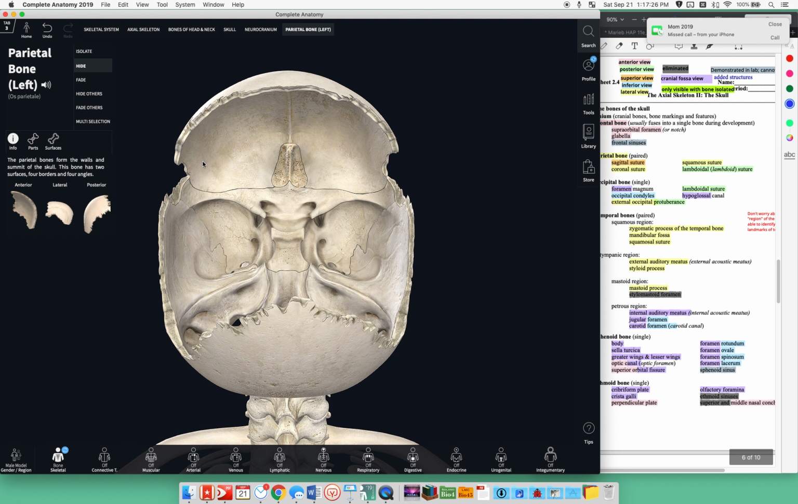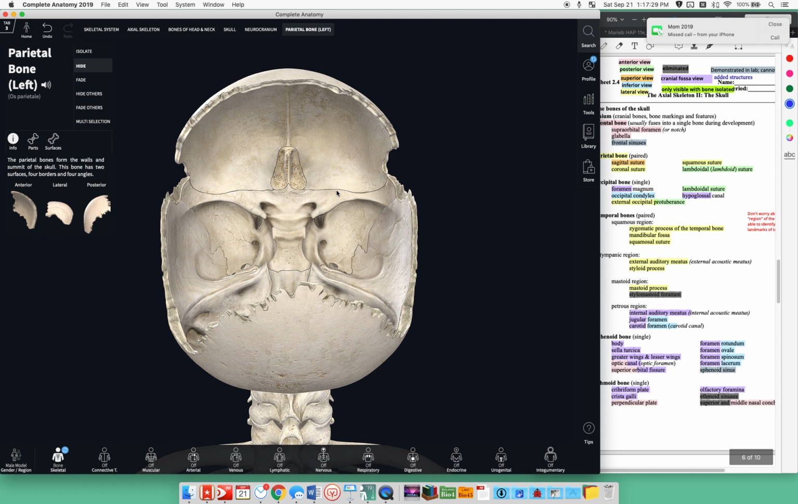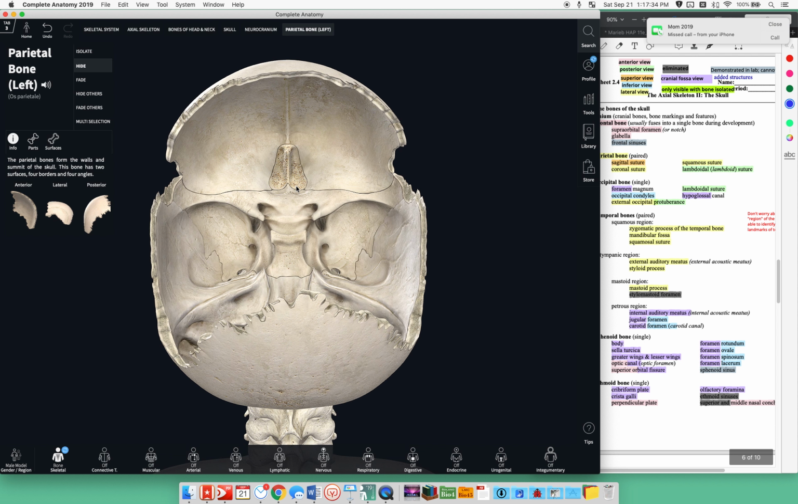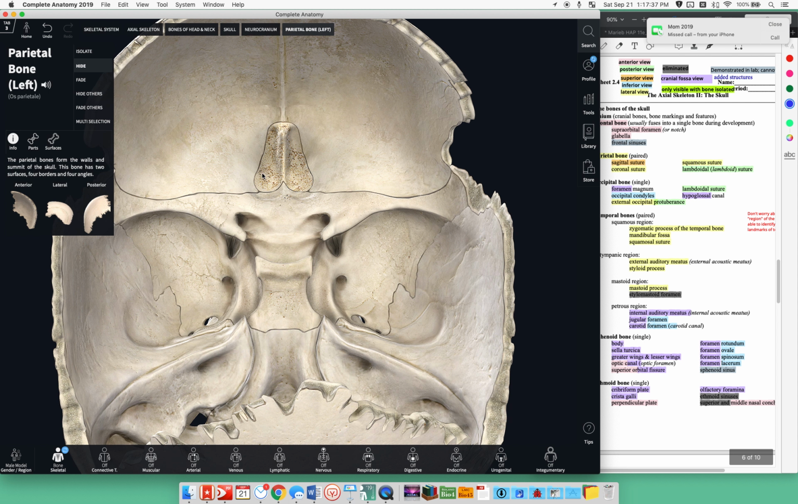Beginning with the anterior cranial fossa, this is the cribriform plate of the ethmoid bone. If you look closely, you can see little pores on it. Those are the cribriform foramina or olfactory foramina. Those allow the olfactory nerves to run through.